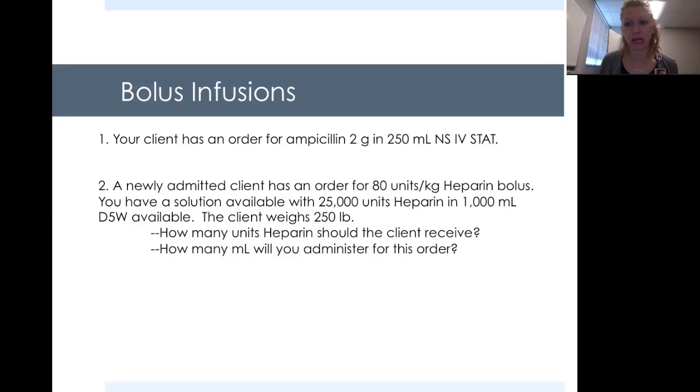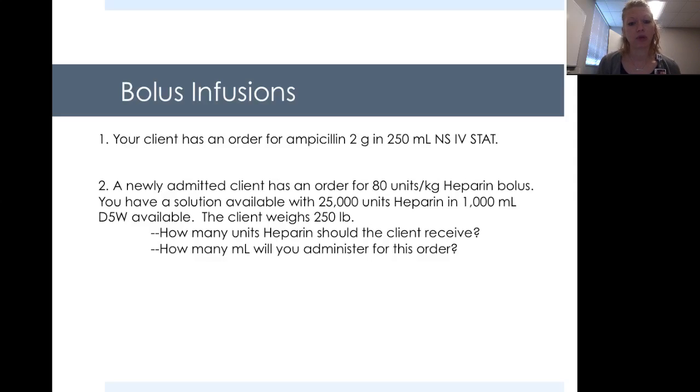We don't have to worry about time. They're getting the whole thing, so there's no calculations involved. Now, later on, we will talk about how to prepare a solution like this, but at this time, for calculating how fast it should run, you don't need to worry about calculating anything.